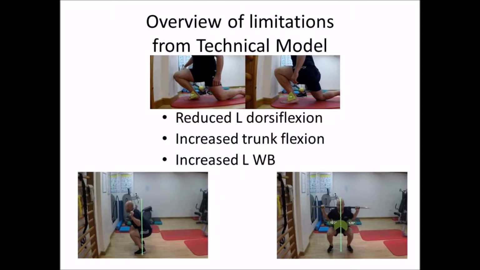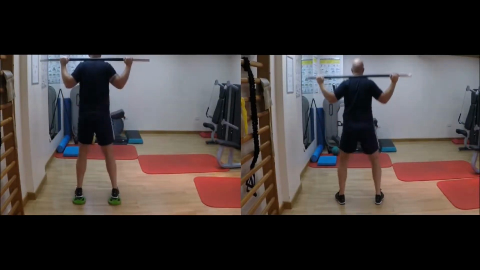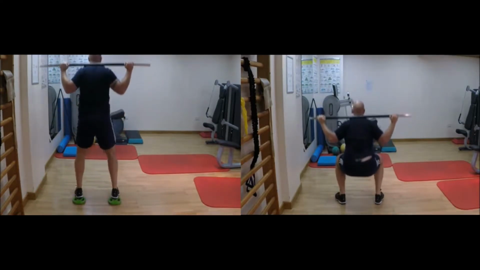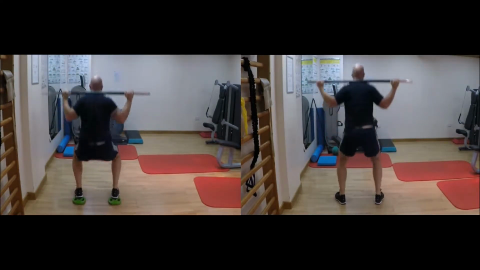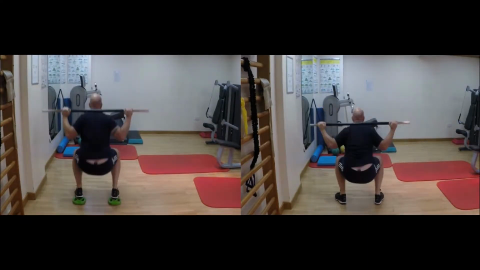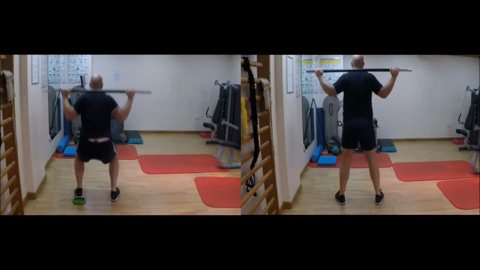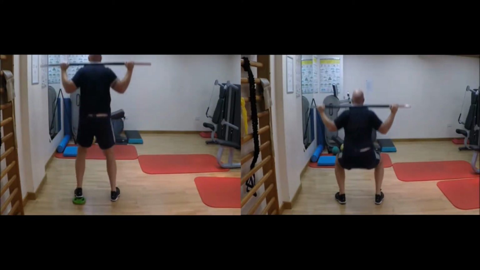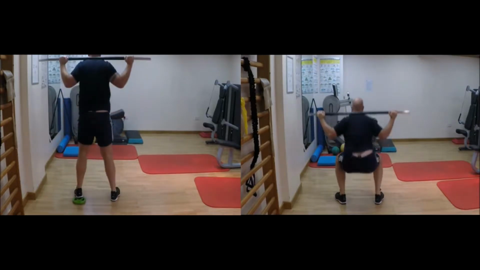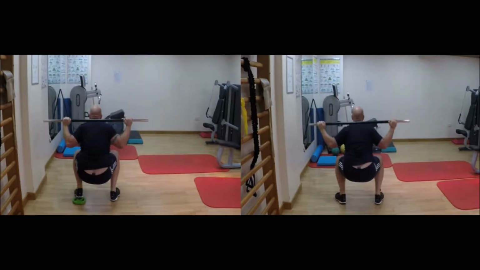To summarise the limitations, there's a reduction in left dorsiflexion, an increase in trunk flexion, and also an increase in left weight bearing. To rectify these limitations in the short term, bilateral heel raises were used. This improved the symmetry of the squat, but did not remedy all of the limitations, such as the forward trunk lean. This was likely due to the leg length discrepancy. Therefore, a single heel wedge was used under the left heel. This had a much more marked effect on his technique, improving all of the limitations previously seen, his symmetry, also the depth of his squat, and his trunk position.